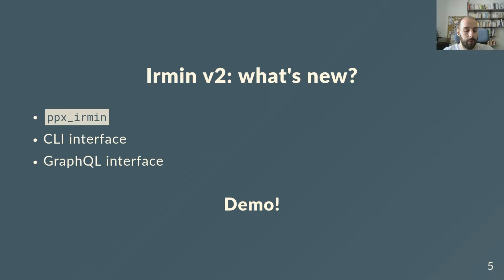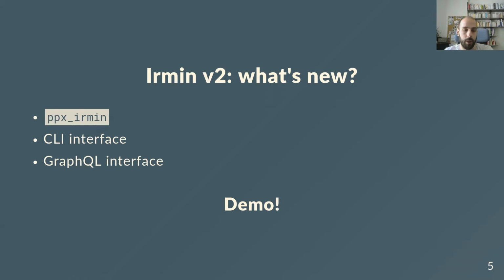So there has been a lot going on for the V2 release, but here I'm going to focus on 3 aspects of the use of the library. The first one is a simple ppx that avoids a lot of boilerplate when you write an Irmin store and makes it really easy to use. The second one is a CLI interface, so now you can interact with your store without writing a single line of OCaml, just using the CLI.